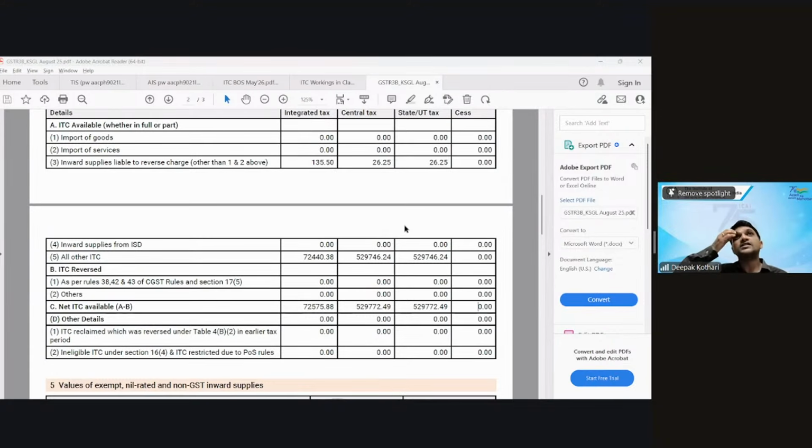Clear? So we understood ITC at the start of section 16. In our next session, we'll understand each of these subsections: Sections 16A, 16AA, 16B, 16C, and 16D. ISD is an input service distributor, wherein a person in one office having branch offices in other states can distribute the credit. That is called an input service distributor.